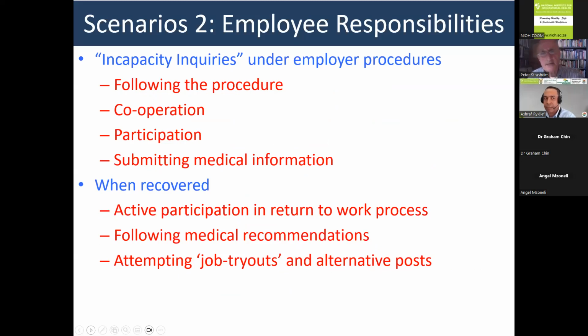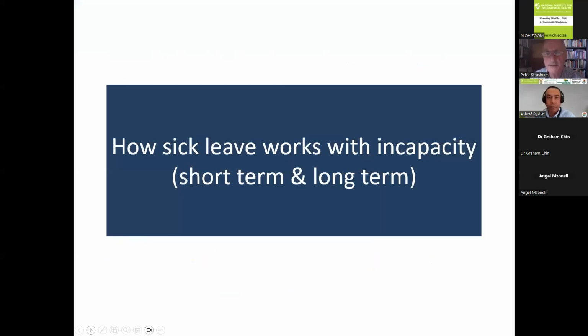The employee must follow incapacity inquiries, and when they have recovered, they must actively participate in the return to work process, and they must follow medical recommendations, and they must attend job tryouts. Okay, next slide.